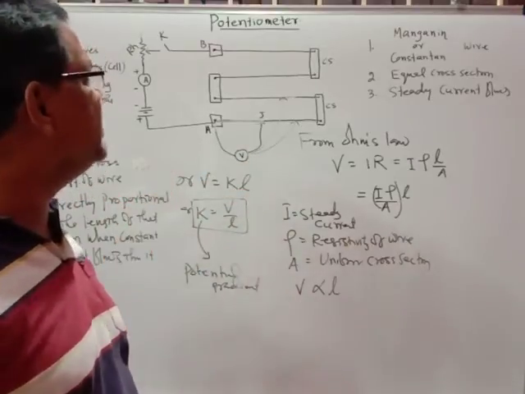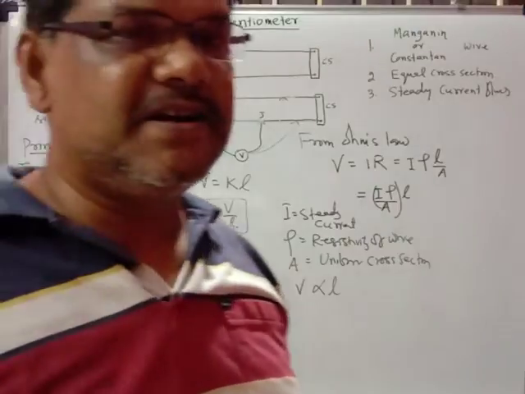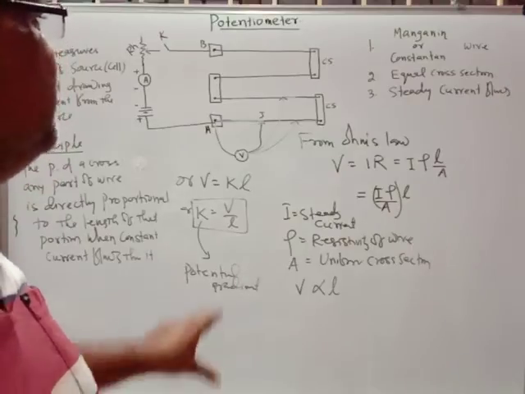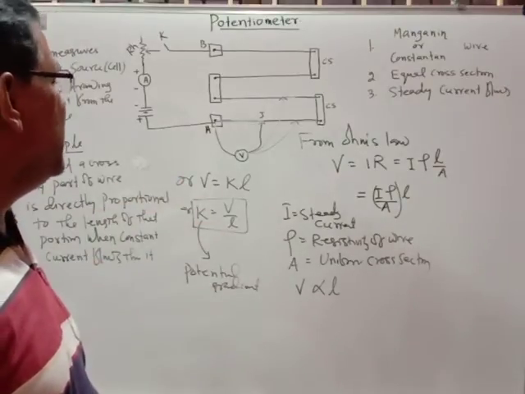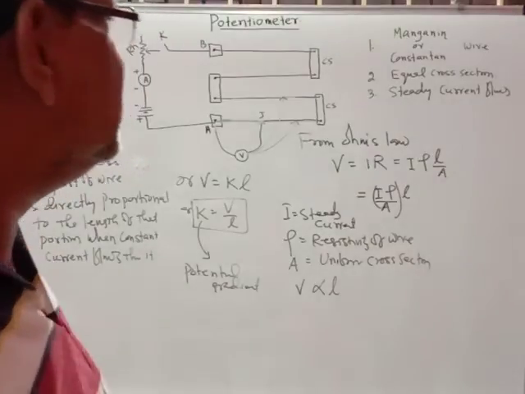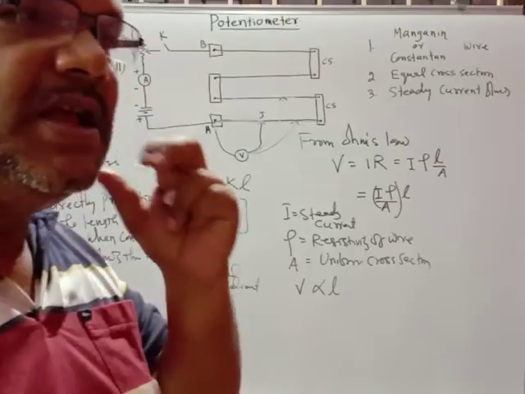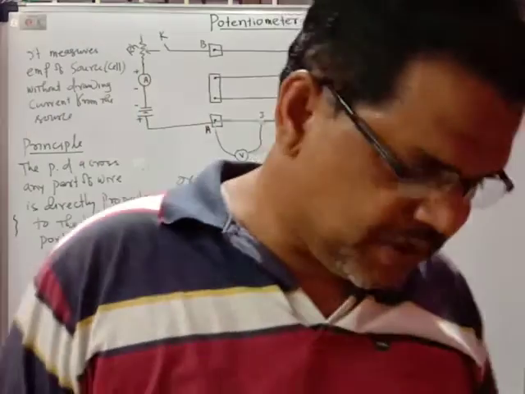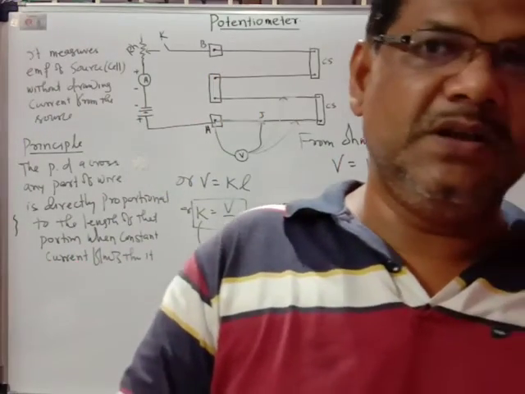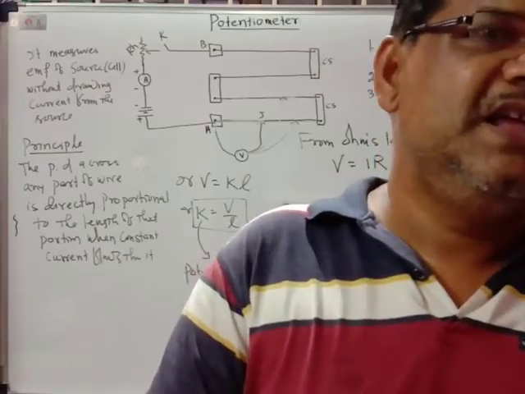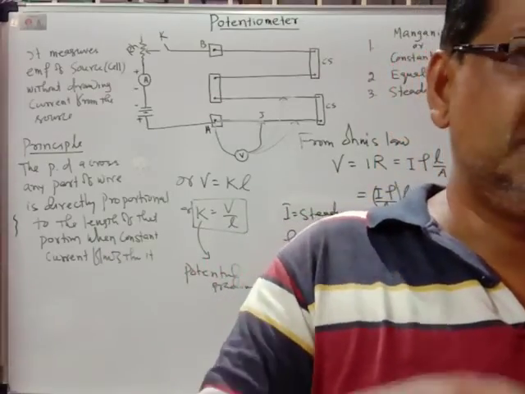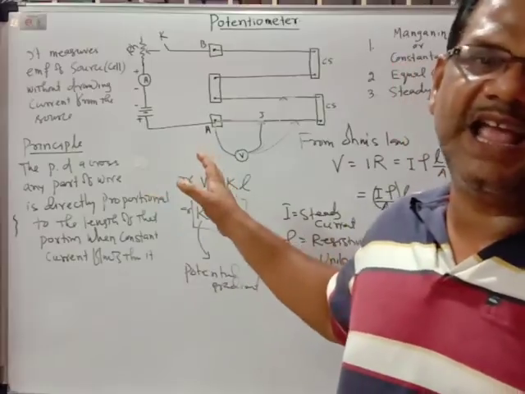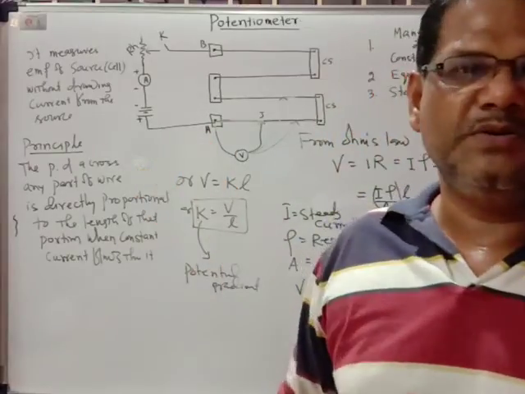Hence the important thing is that the potentiometer principle is that the potential drop V is directly proportional to the length, and this is the basic principle of the potentiometer. Another thing: the potentiometer measures the potential difference without taking current from the source. A voltmeter also measures the potential difference between two points of a conductor, but it draws current from the cell. A voltmeter uses some current to operate, but the potentiometer doesn't take any current from the source. This is all about the potentiometer.